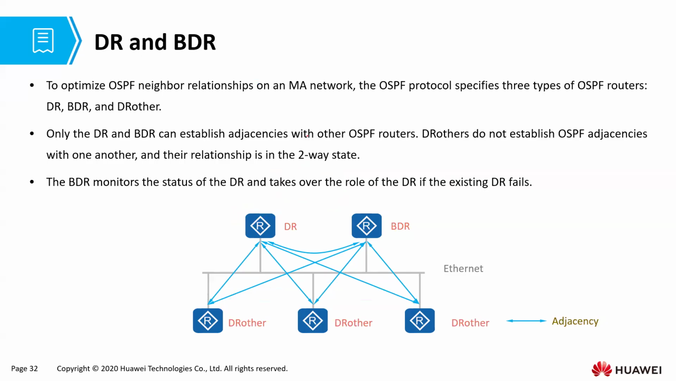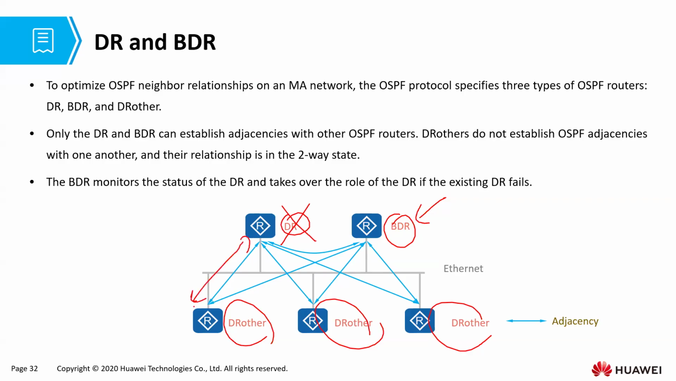DR and BDR. To optimize relationships on MAs, OSPF specifies three types of routers: DR, BDR, and DR other. So, per network elections, one router becomes the DR, this one becomes the backup. This one will become the designated router. Every other router in the network becomes what we call a DR other. So my adjacencies are formed between my DR others and my designated routers. You will not see adjacencies between these ones.